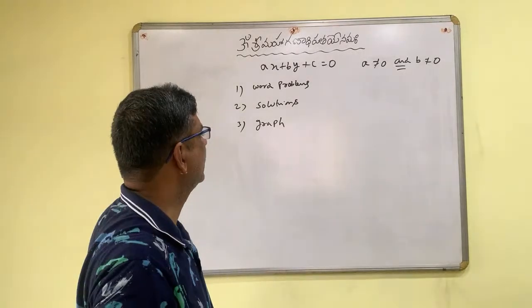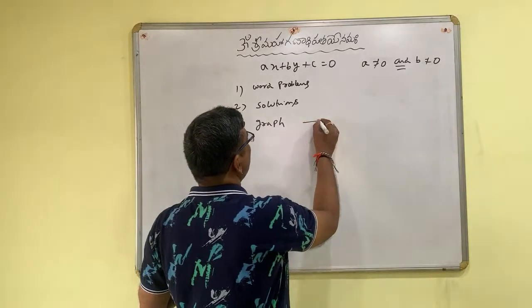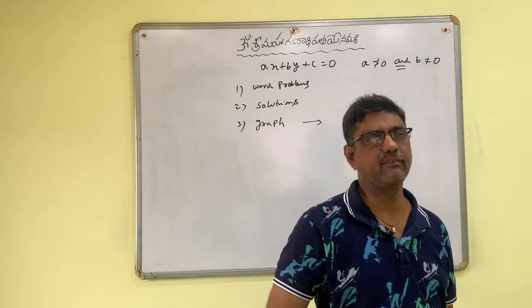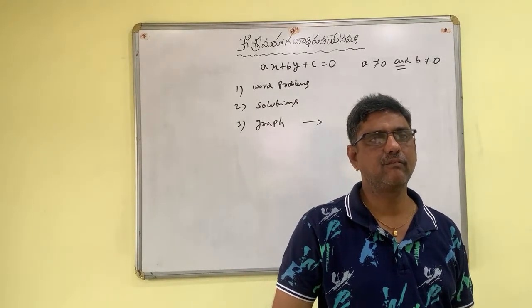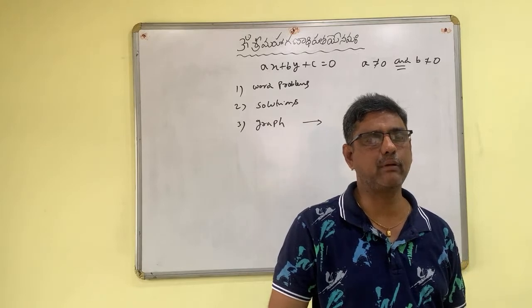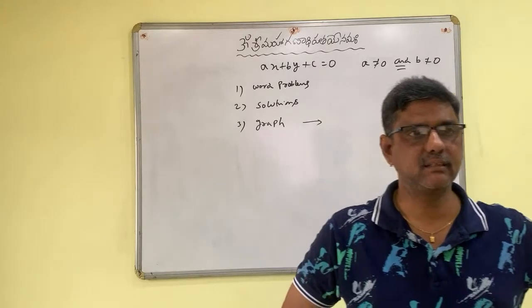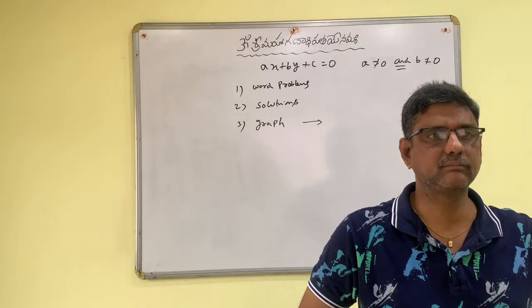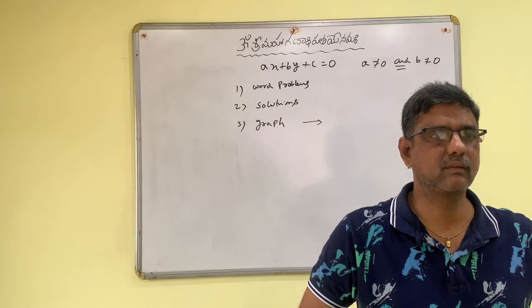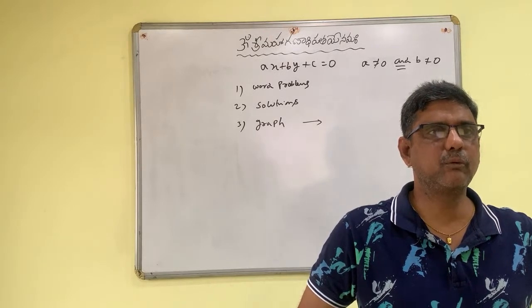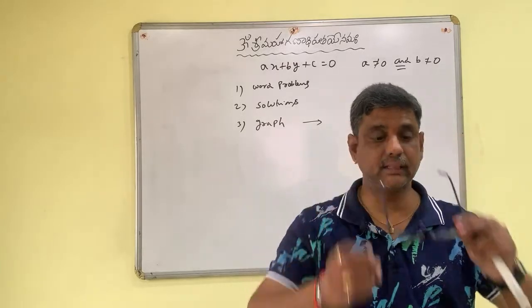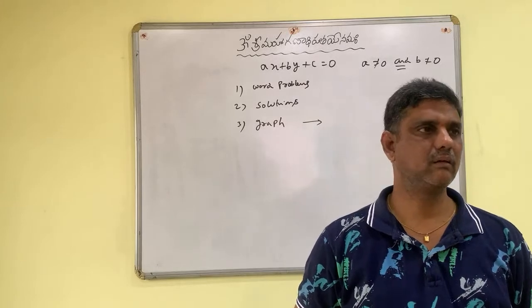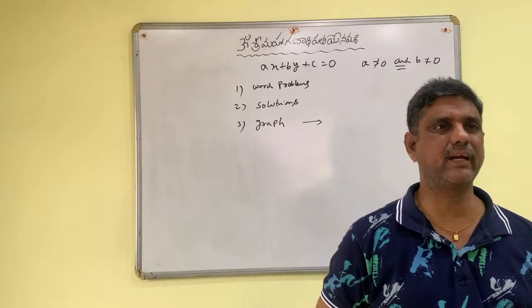And can anyone say what is the shape of the figure that we get when we represent a linear equation in two variables in a graph? What shape do we get? Anyone? Suppose we draw the graph of a linear equation in two variables, what shape will we get?